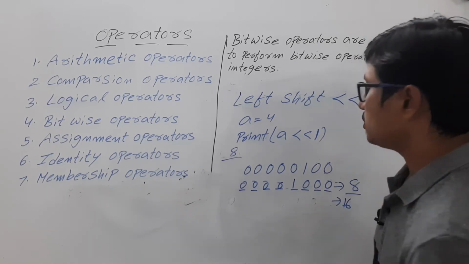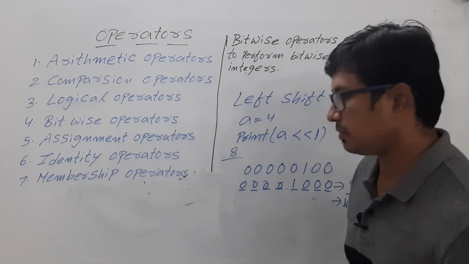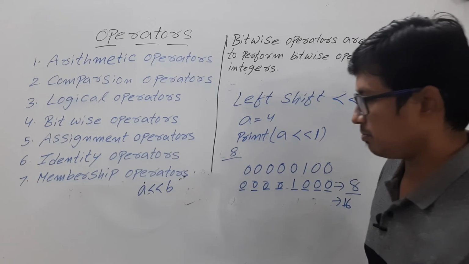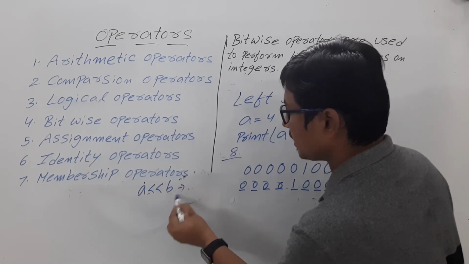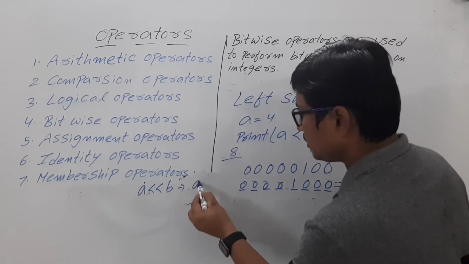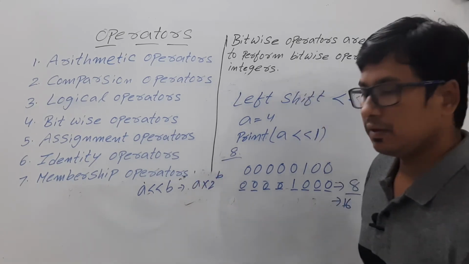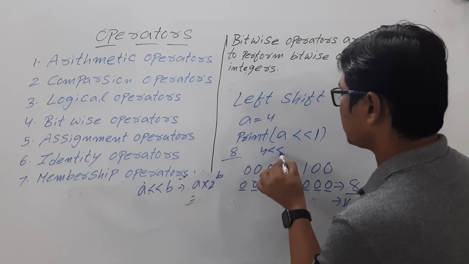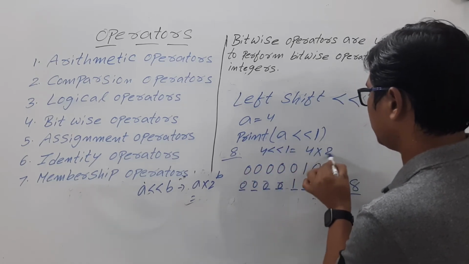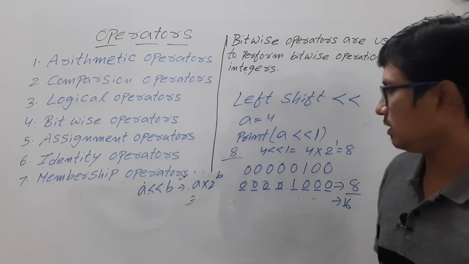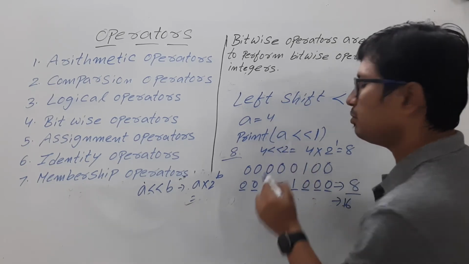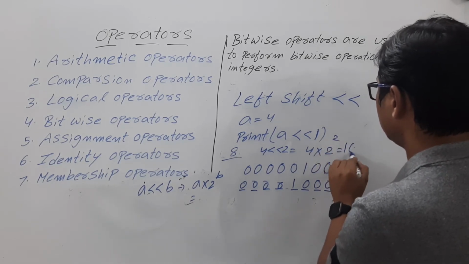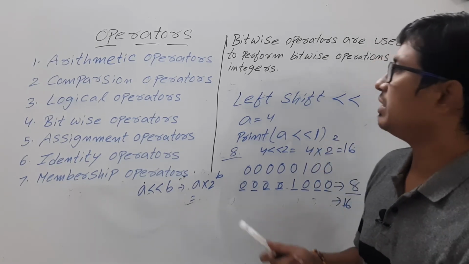So how the left shift can be computed easily is that if you have a left shift b, then you can write it as a into 2 to the power b. Suppose I have 4 left shift 1, which is equal to 4 into 2 to the power 1, which is equal to 8. If I say 4 left shift 2 bits, then 4 into 2 to the power 2, which is equal to 16. So this is about the bitwise operators.